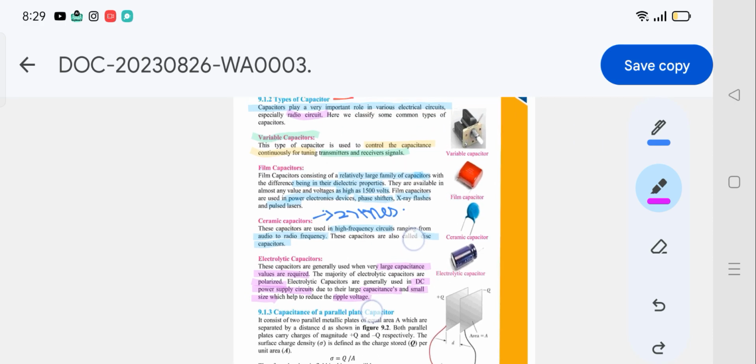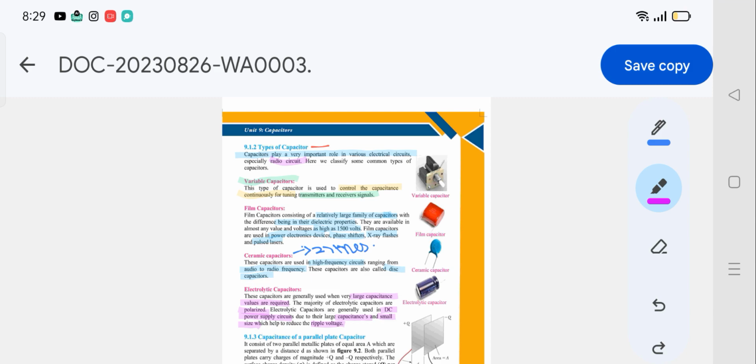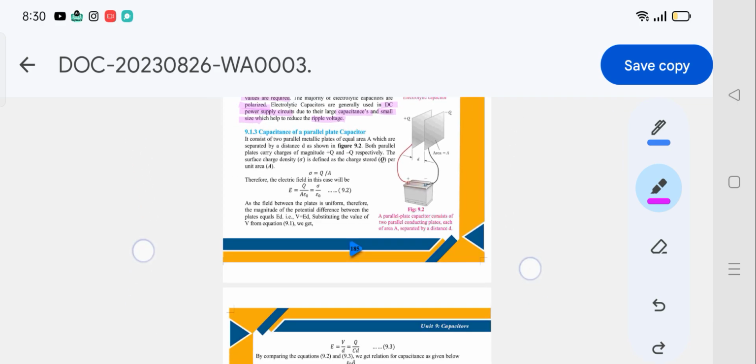So in today's video we have basically completed our four types of capacitors. The first one, variable capacitors; second, film capacitors; third, ceramic capacitors; and fourth, electrolytic capacitors. Now we are going to study the dielectric constants of insulating materials.